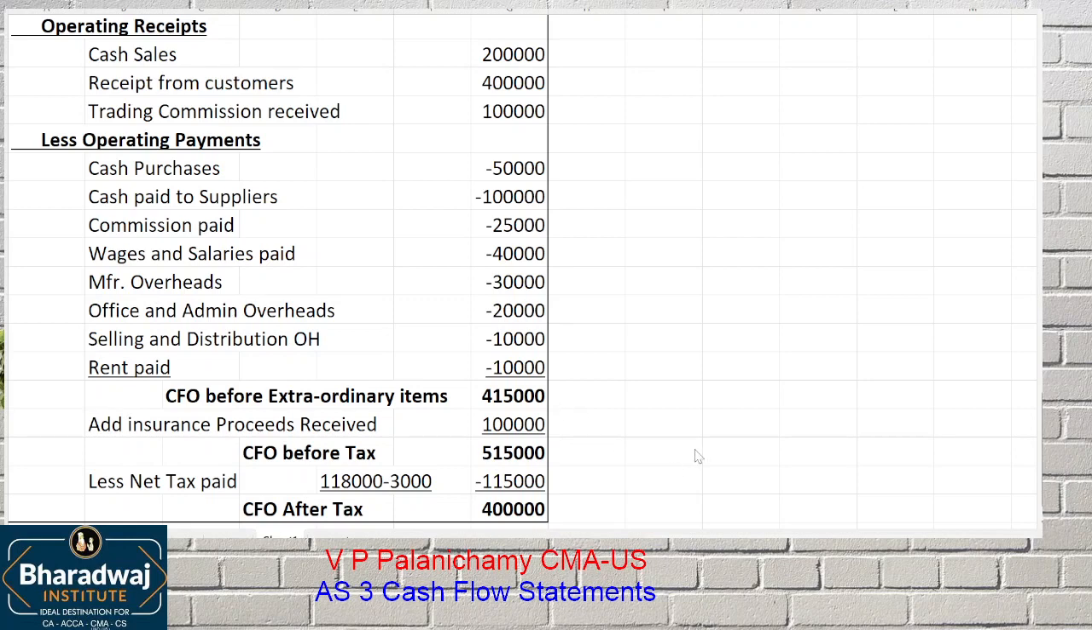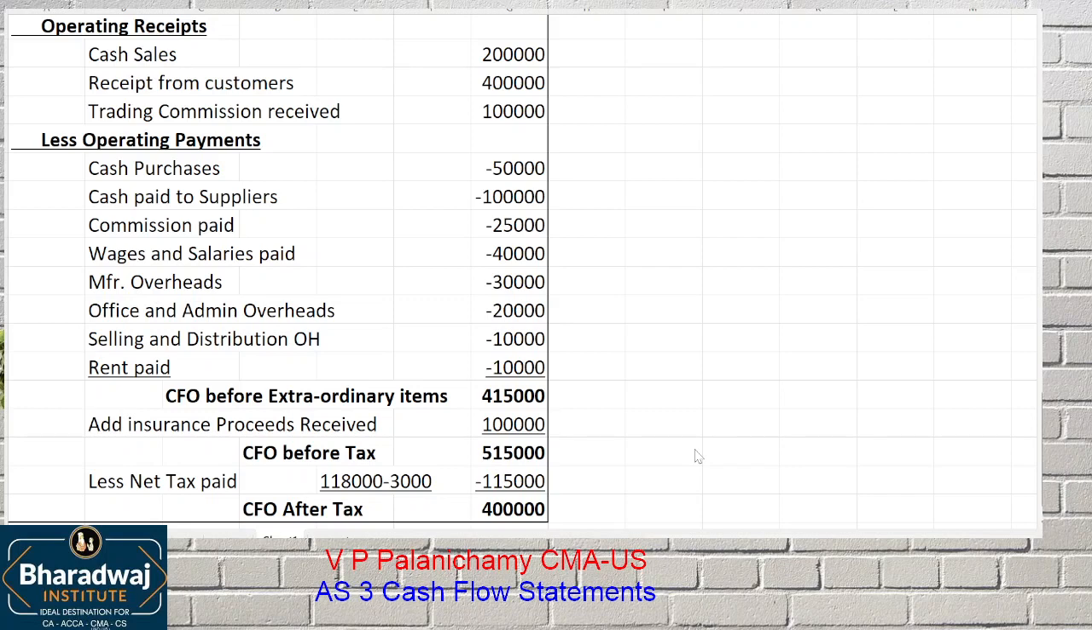Any doubt in it? It's a basic problem, so no doubt will come. And don't expect in the exam, professional exams, especially this question; they will not give you all receipts and payments, answer over. 20 marks, don't expect. So don't even expect this in the exam.